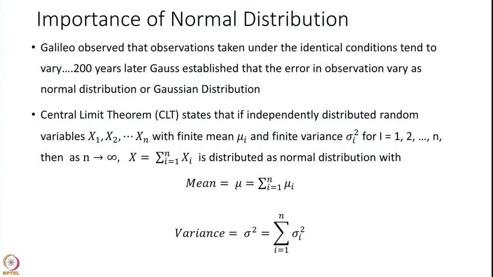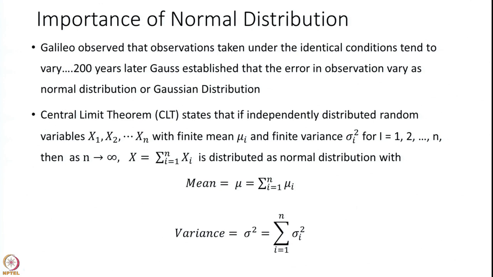He was actually unhappy with this fact, but it took 200 years for Gauss to come and establish that such an error, which can be attributed to human error or to machine error, is a common factor, and these errors are generally distributed as a normal distribution. We call this normal distribution also a Gaussian distribution, to give respect to Gauss, who realized this particular distribution. Now, what is the central limit theorem?